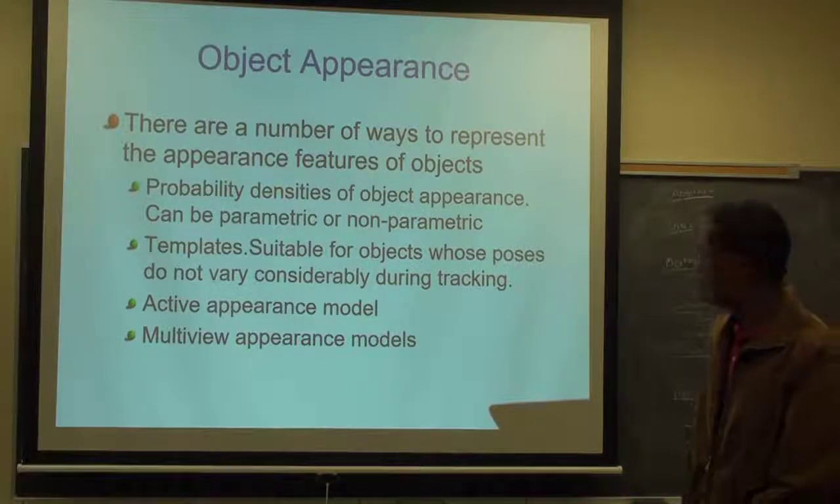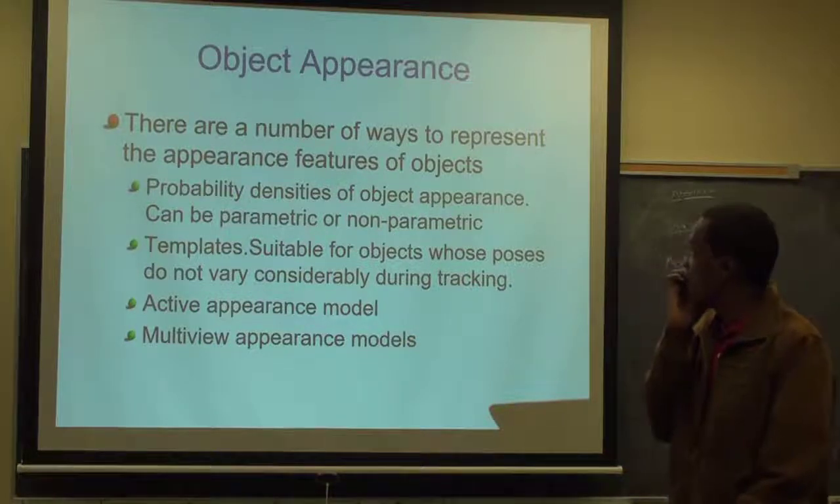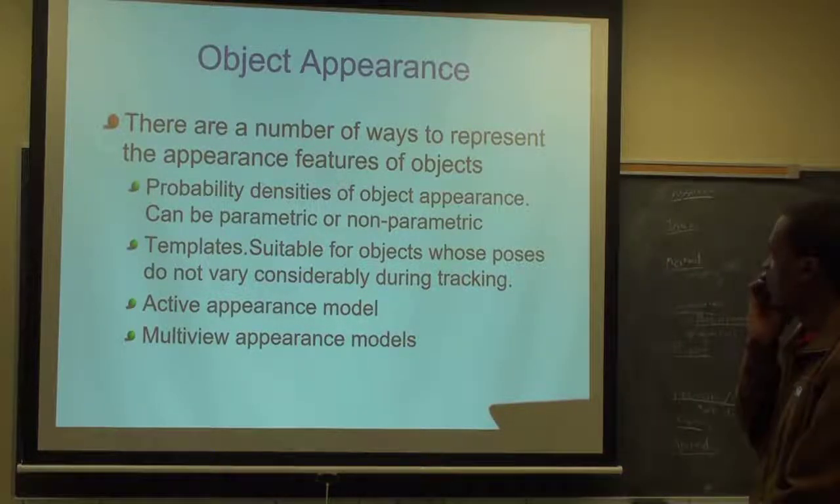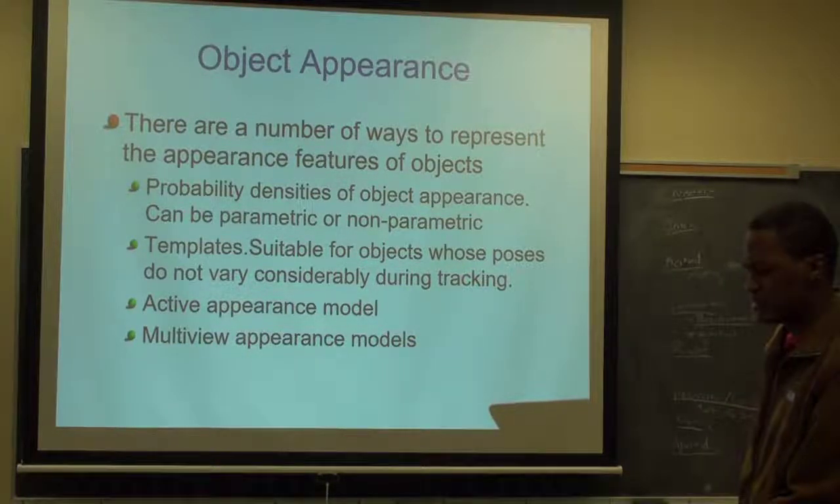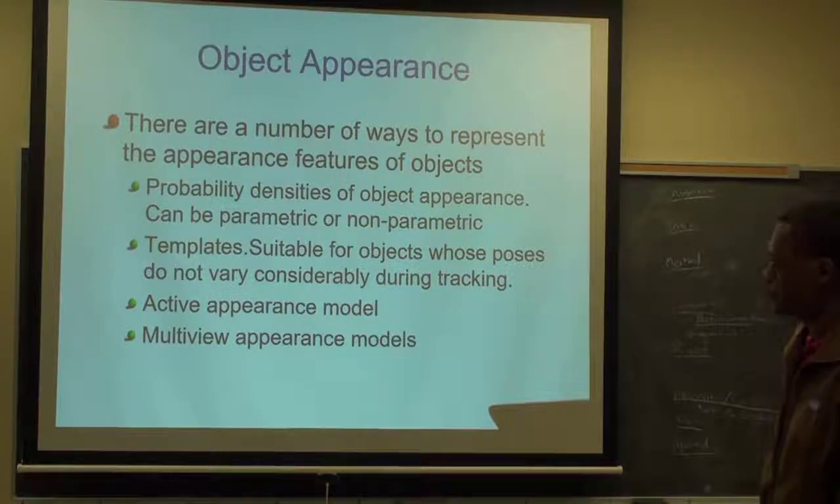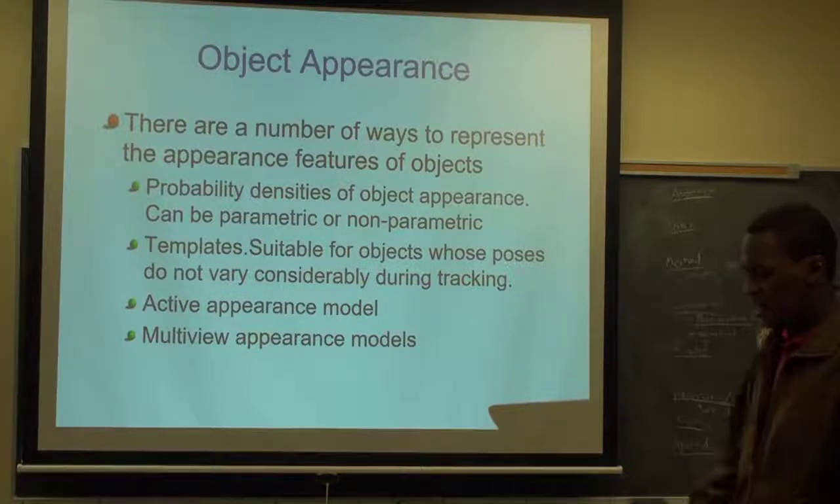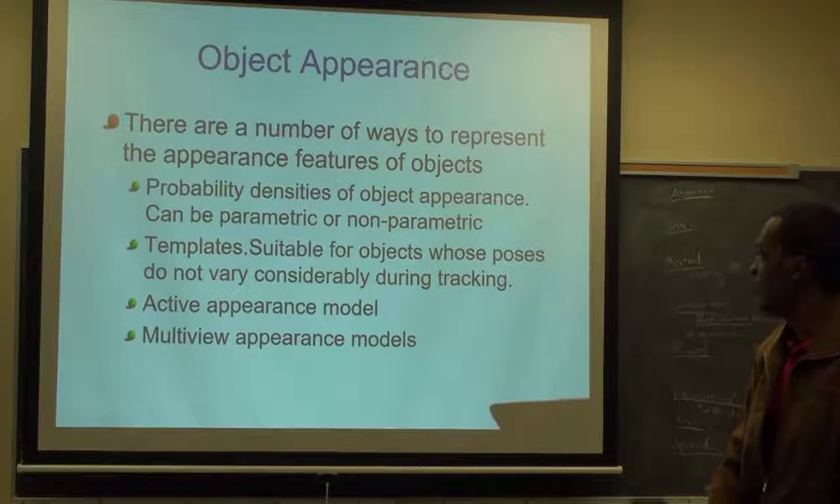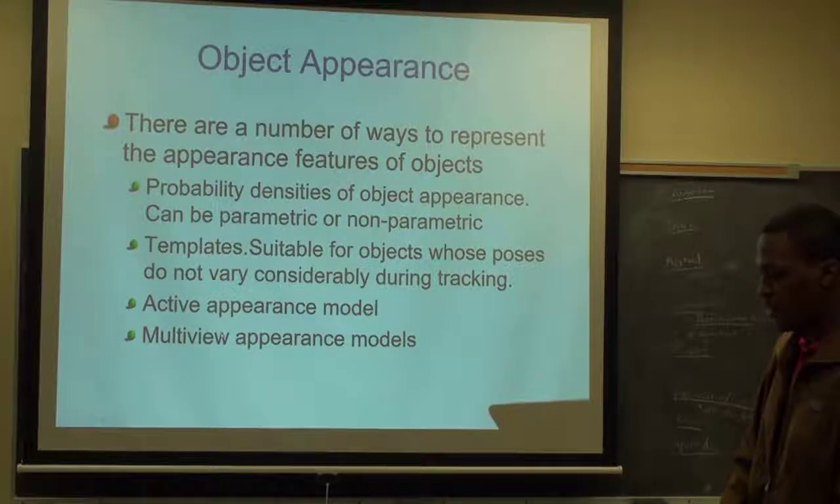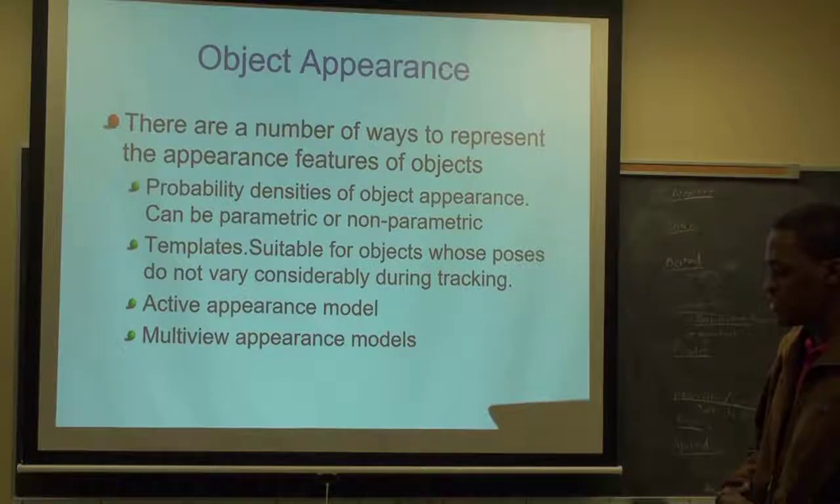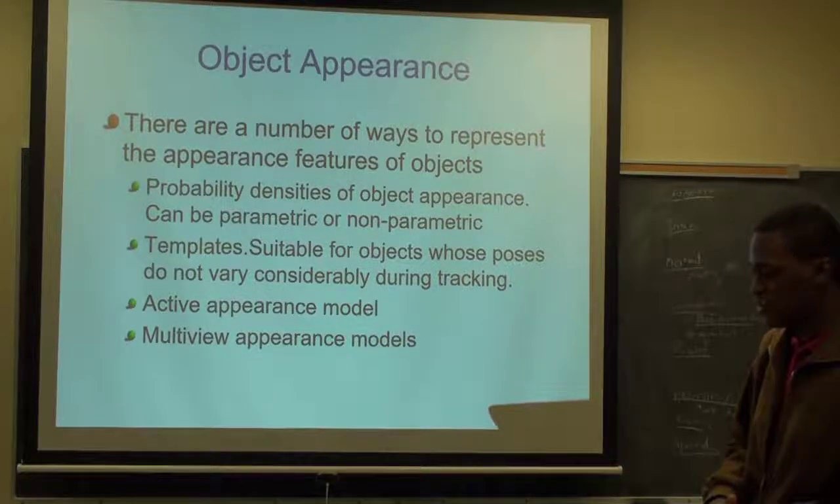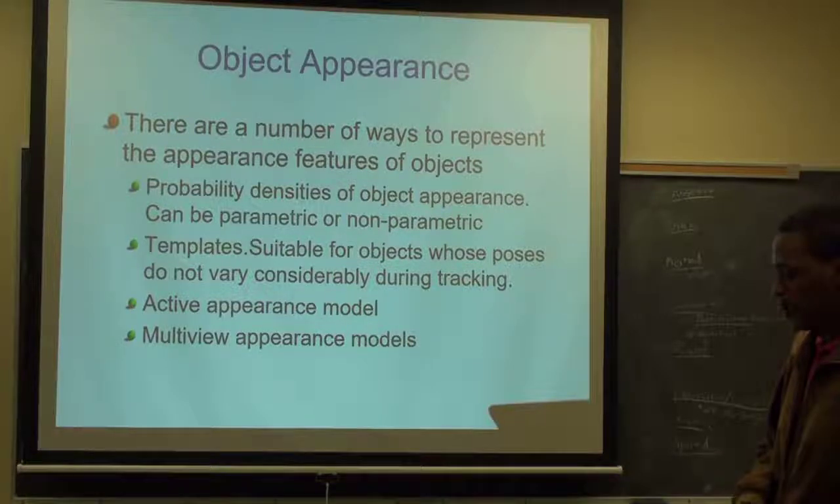Next, we have object appearance, where we represent the appearance of our features. We have probability densities, which are like Gaussian templates, which are formed using geometric shapes and silhouettes. We have active appearance models. We have templates suitable for objects whose poses do not vary considerably during tracking. And these are just formed using simple geometric shapes. Active appearance models are generated simultaneously, modeling the object shape.